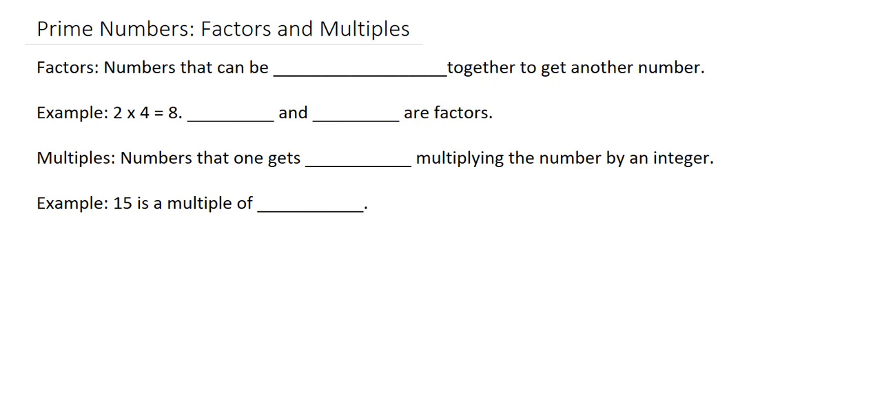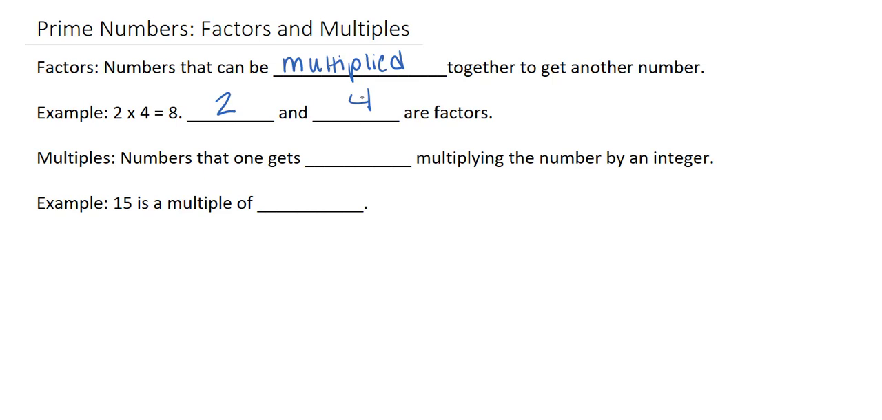Prime numbers, factors and multiples. So factors are numbers that can be multiplied together to get another number. So the example is 2 times 4 is equal to 8. Therefore, the 2 and the 4 are the factors in this example.